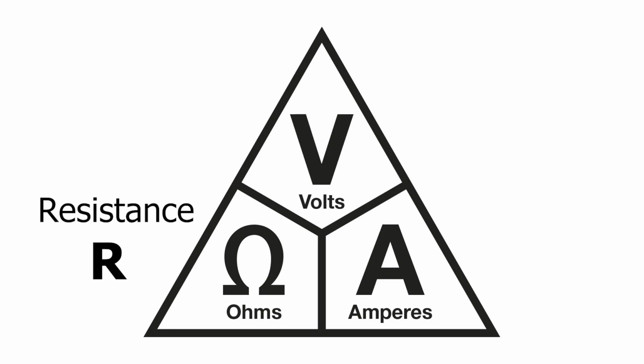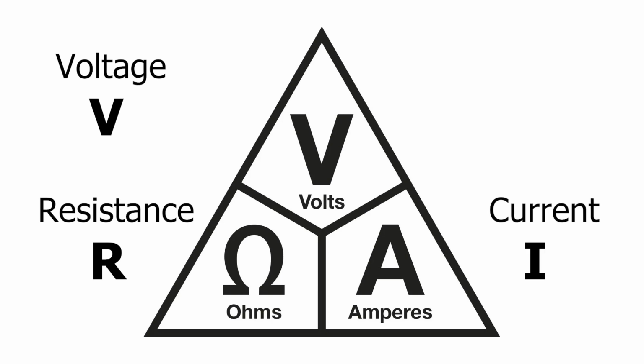Electric resistance is measured in units of ohms, the letter omega, and it is customary to mark it with the letter R. Electric voltage is measured in units of volts, the letter V, and it is customary to mark it with the letter V. Electric current is measured in units of amperes, the letter A, and it is customary to mark it with the letter I.